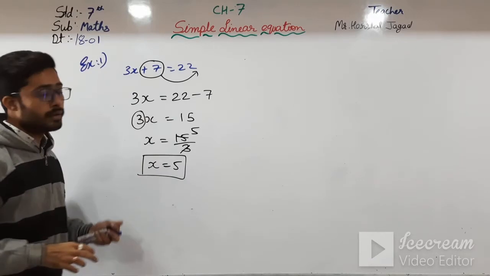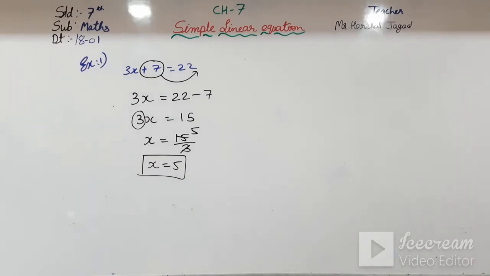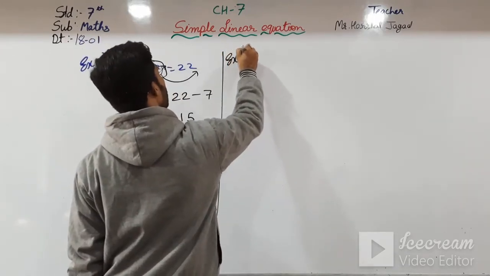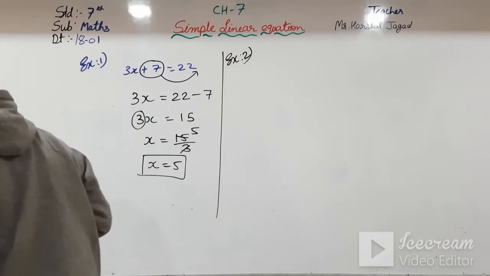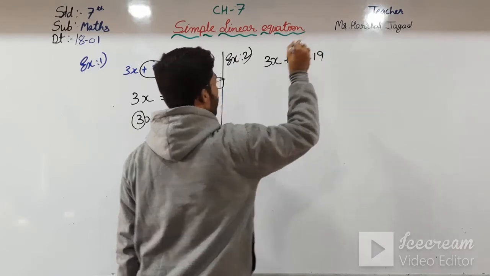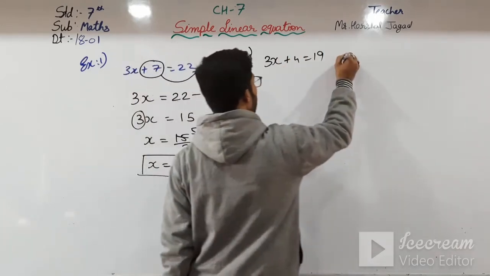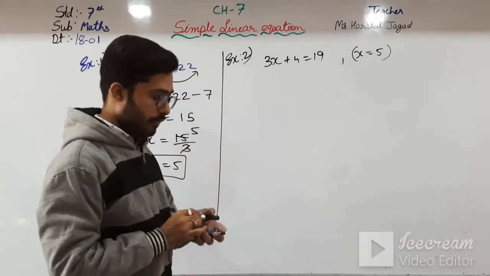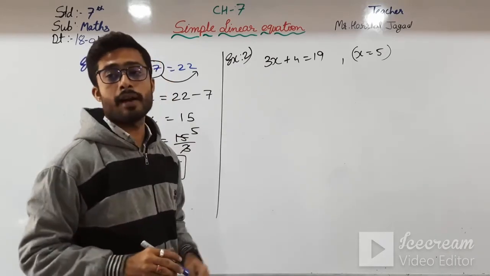Okay students, moving further, in example number 2 you can see: is 5 a root of 3x plus 4 is equal to 19? The value is 3x plus 4 is equal to 19. And we have to find out whether we get the x value equal to 5 or not.